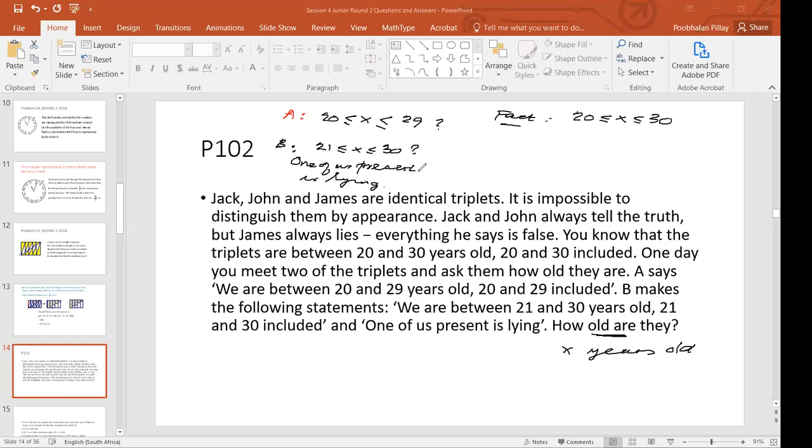Okay, there are 4 questions you can ask. But there's one question here which will be very, very informative. I asked the question, is B lying? Now remember, B makes 2 statements. If B is lying, both his statements will be lies. Is B lying?